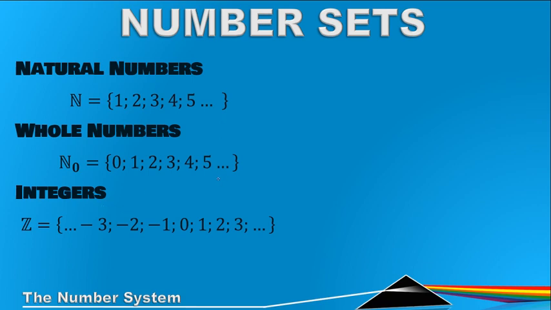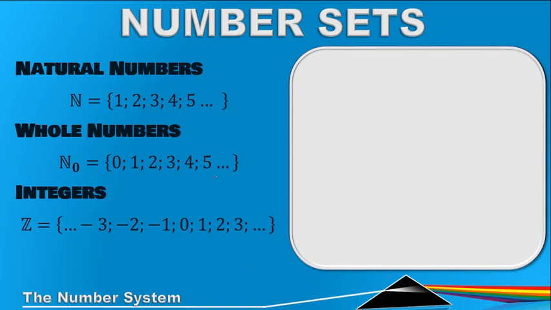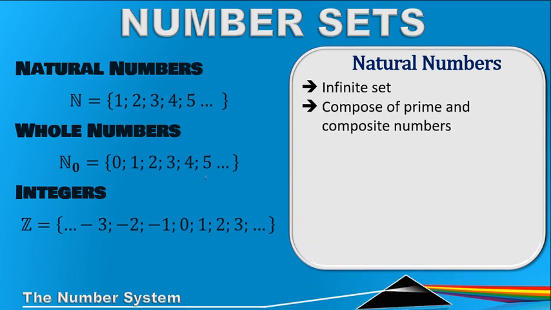Okay, so if we look at natural numbers in a bit more detail, natural numbers is an infinite set. That means that it goes on forever. So there are an infinite amount of numbers in the natural number set, and it's composed of prime numbers and composite numbers. Now if you remember, a prime number is a number that is divisible only by itself and by 1. So a natural number can either be a composite number or a prime number. Examples of prime numbers are 2, 3, 5, 7, and so on.